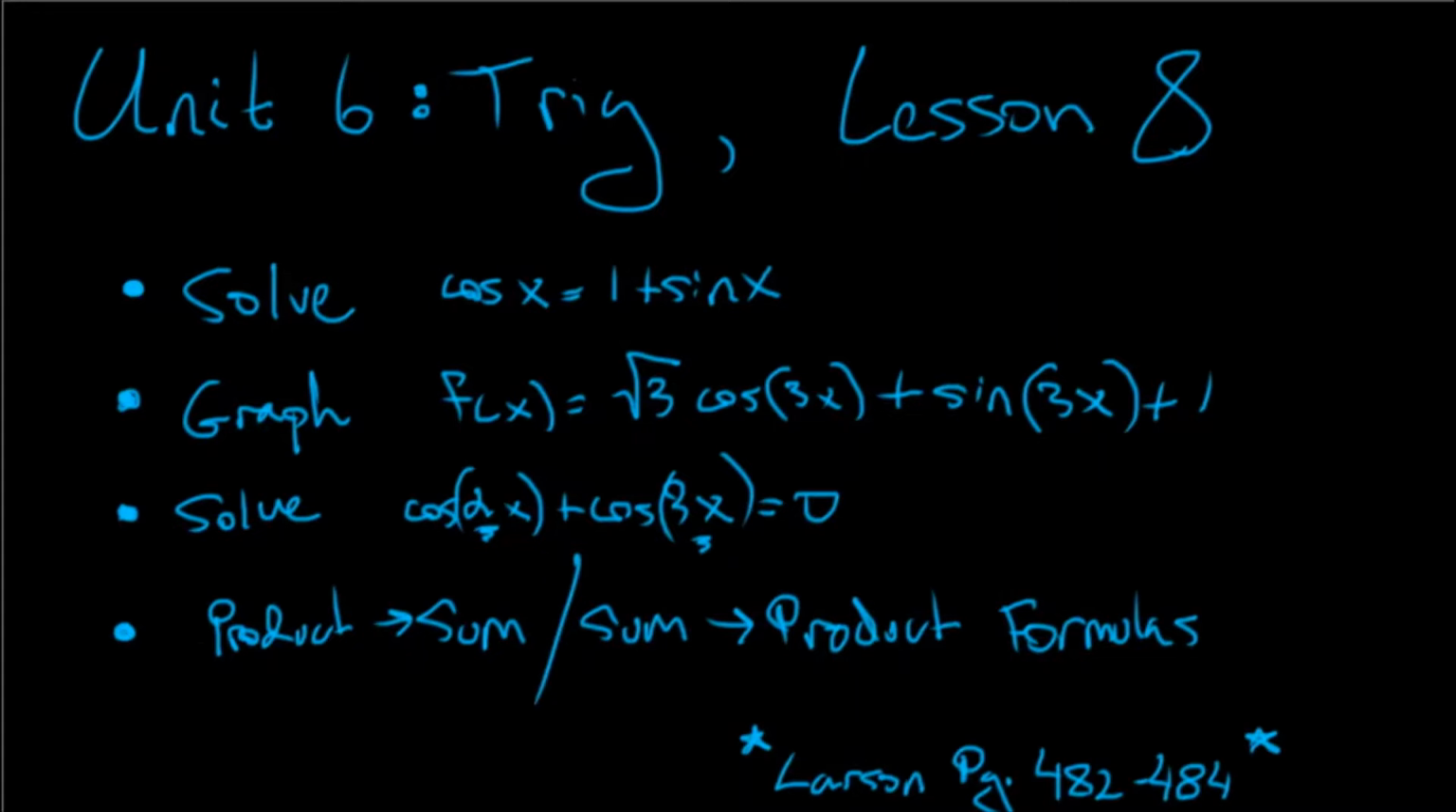We know how to graph trigonometry functions when they're by themselves, but here we're going to learn how to graph the sum of trig functions, which is going to be kind of exciting. After that, we're going to solve the equation cosine 2x plus cosine 3x equals 0. Notice that the arguments there are different. We have 2x and we have 3x. We're going to learn how to solve these equations very fast.